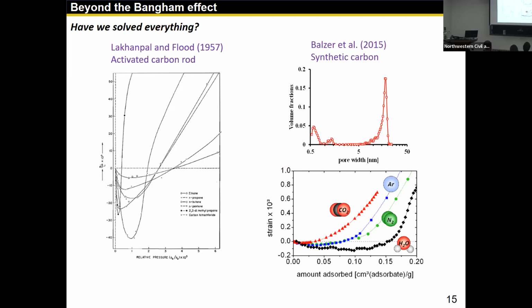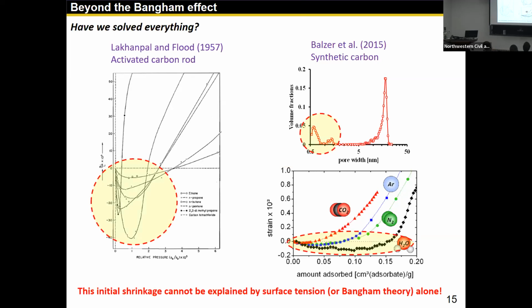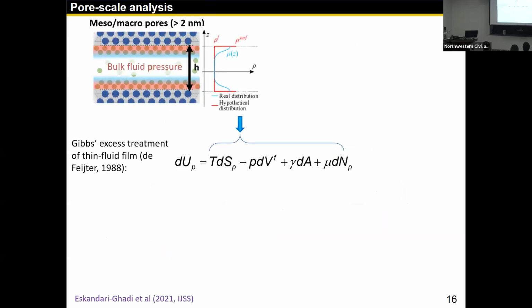If you look at the pore size distribution, you find that this material has a large amount of nanopores in the sub-nanometer range. So we speculate that it has something to do with that. So this cannot be captured by Langmuir theory alone or the surface tension alone. So we can do a pore scale analysis. These are the meso or micropores we are considering. You can see that for this kind of geometry, sorption on each surface happens in an independent way, right? They develop their own surface regime.